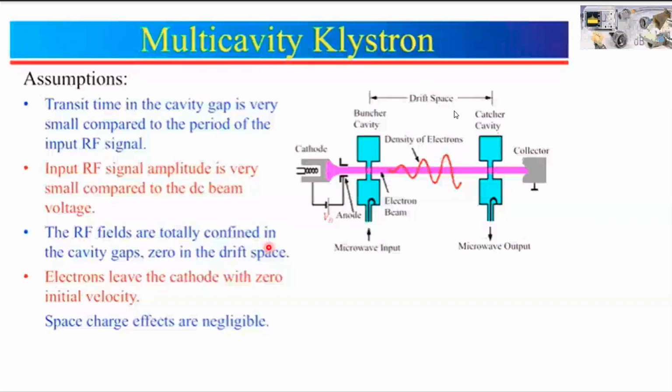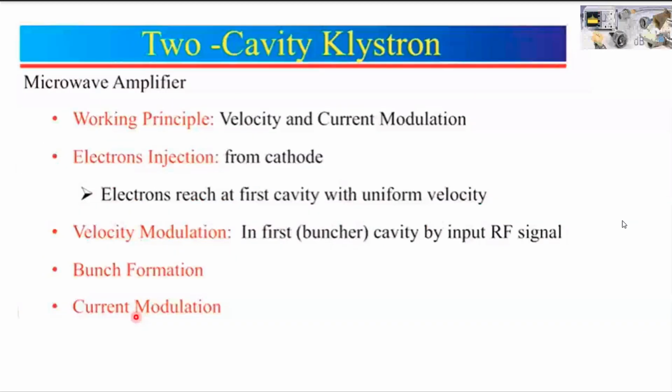The next assumption is that electrons leave the cathode with zero initial velocity, and after that they move with uniform velocity. This is also a very important assumption. And the last assumption is that we neglect the effect of space charge, that means space charge effects are negligible. Now we'll see the working of this multi-cavity klystron.